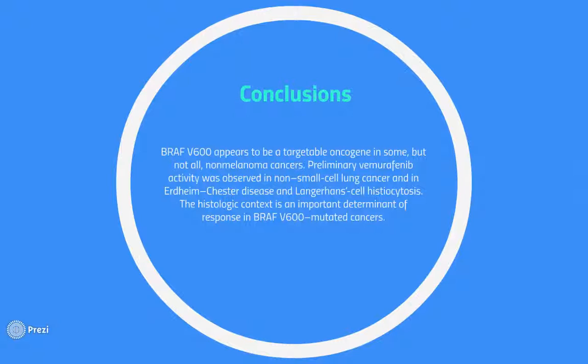Conclusions. BRAF V600 appears to be a targetable oncogene in some but not all non-melanoma cancers. Preliminary Vemurafenib activity was observed in non-small cell lung cancer and in Erdheim-Chester disease and Langerhans cell histiocytosis. The histologic context is an important determinant of response in BRAF V600-mutated cancer.